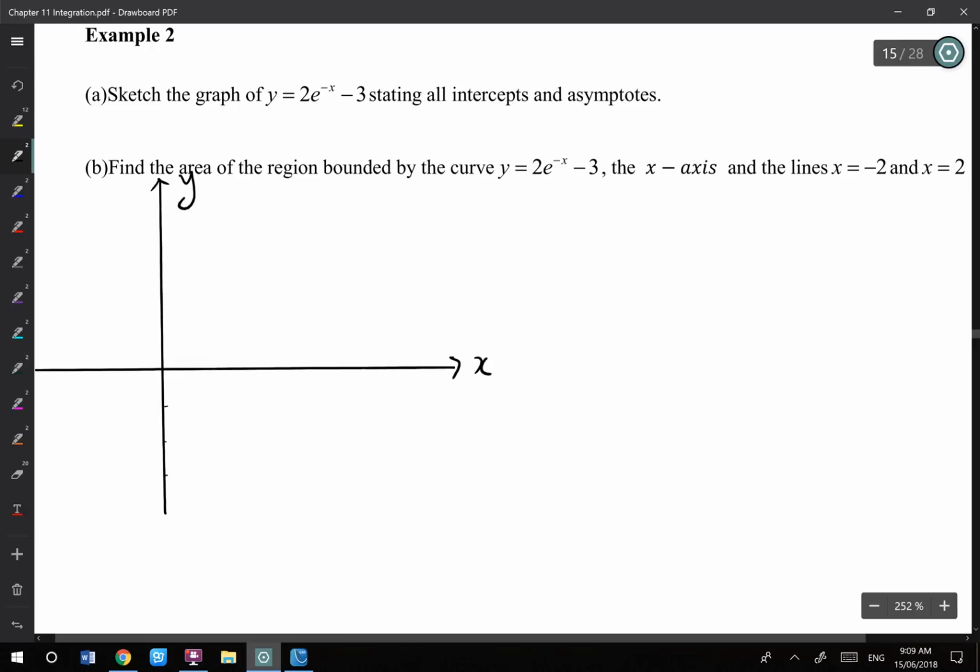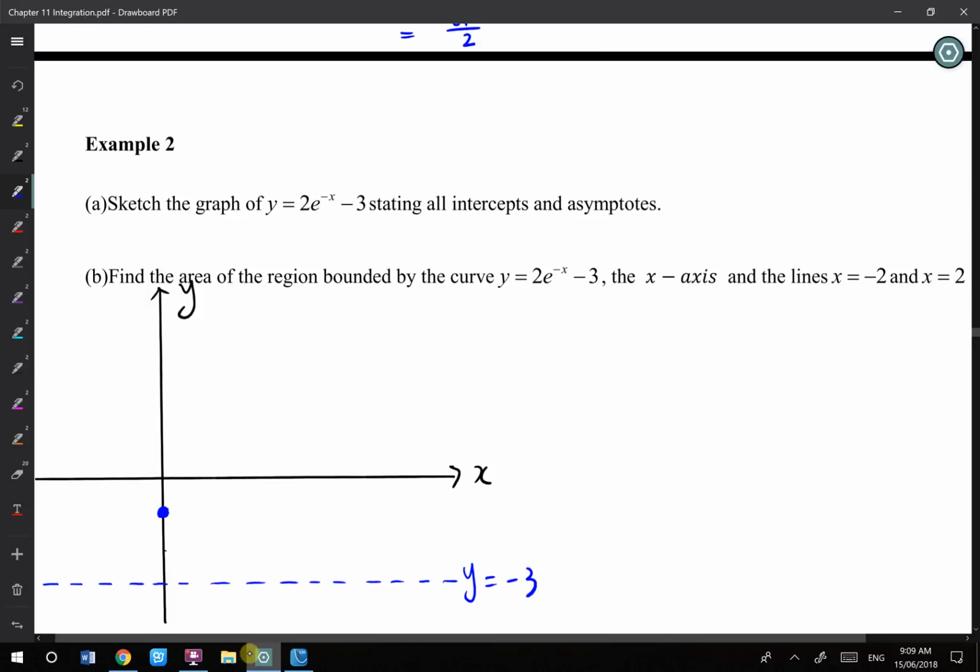So we have the x-axis and y-axis. y equals -3 will be the horizontal asymptote. When x equals 0, y equals -1. I have the y-intercept here. When x equals 0, e to the power of 0 is 1. And then 2 times 1 is 2, 2 minus 3 is -1. So I have 0, -1.